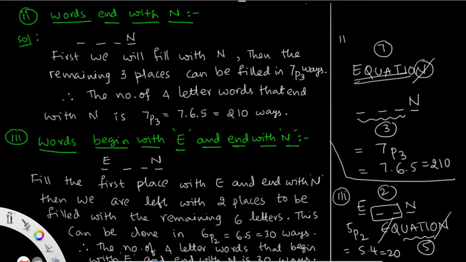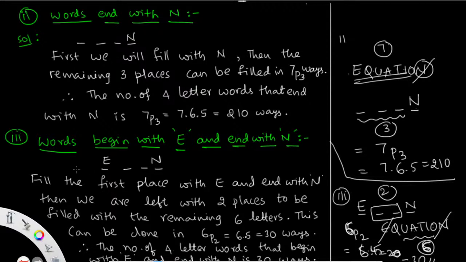In the equation given, 1, 2, 3, 4, 5, 6, 7, 8. Okay. 8 means here, for the 2 places, we can have 6 letters. So that is 6P2. 6P2 is nothing but 6 into 5. 6 into 5 means here we can form 30 ways.